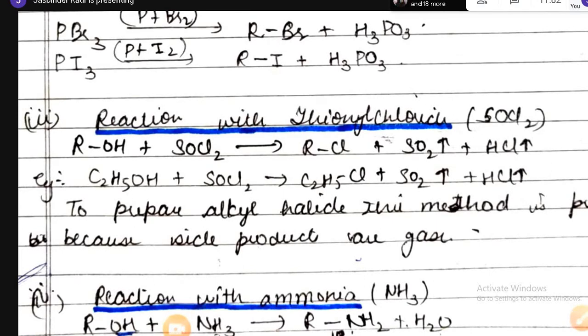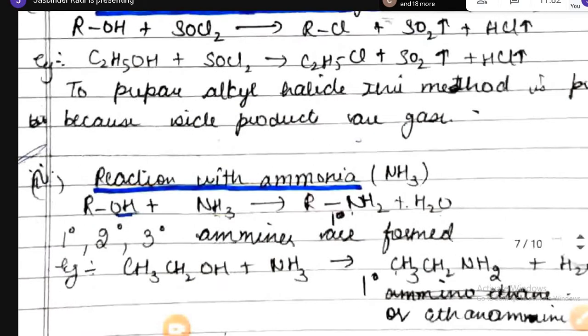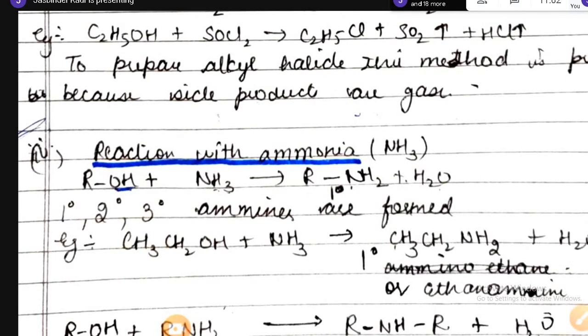And then the fourth is reaction with ammonia. If alcohols react with ammonia, we get amines. That is, primary, secondary, tertiary amines are formed. Alcohol with ammonia gives: OH and H of ammonia are removed as water and NH2 gets attached to carbon.